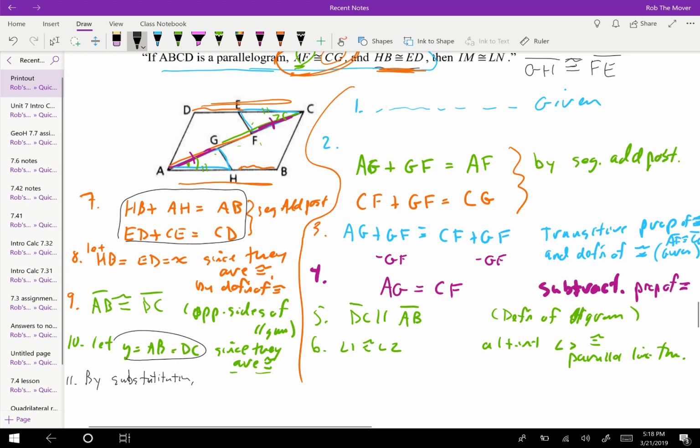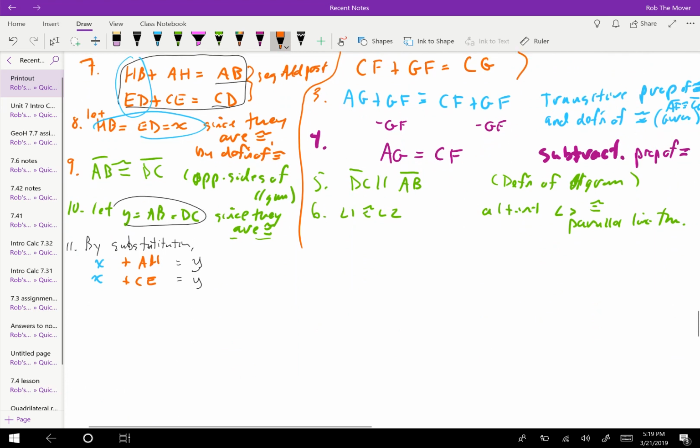What would we have? The y goes in place of AB and CD, so y goes on the right. And let's put x in place of HB and ED, so x goes on the left. And what we're left with is plus AH in the middle on one, and plus CE in the middle on the other. Right? Does everybody agree with that?